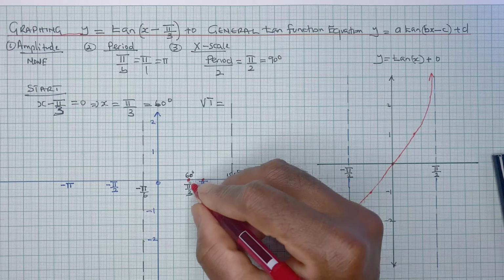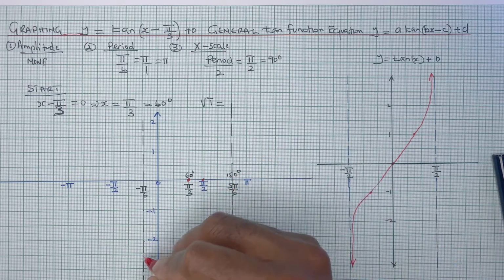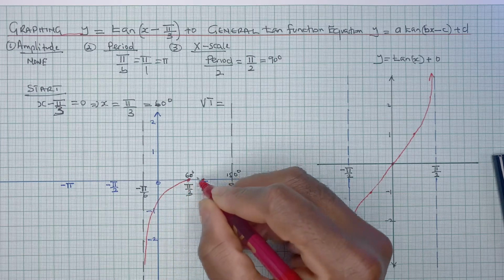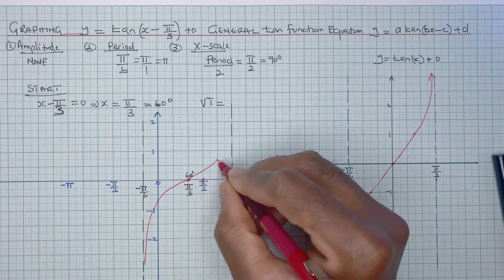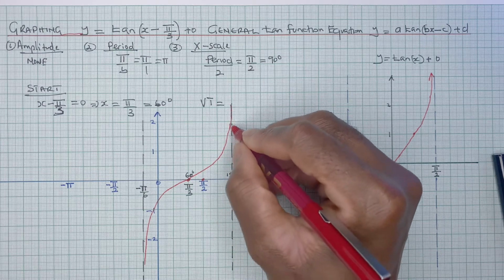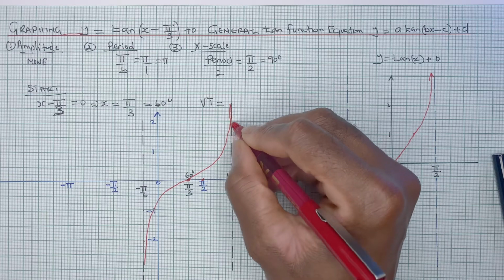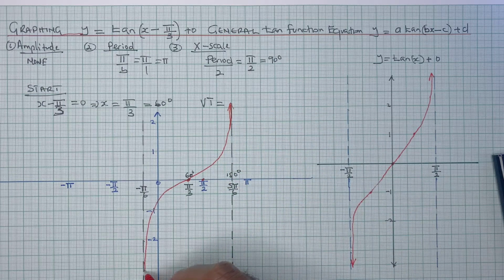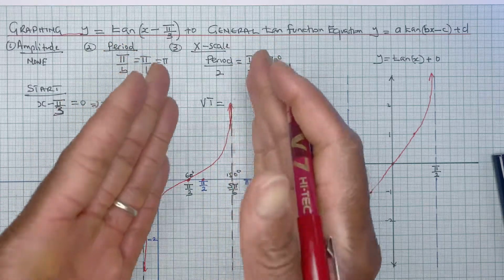So the curve is coming from infinity there, and it goes like that, and then it goes like that. That's the line of asymptote. It doesn't touch it, it just approaches it. If you zoom into it, you will see it doesn't touch it.